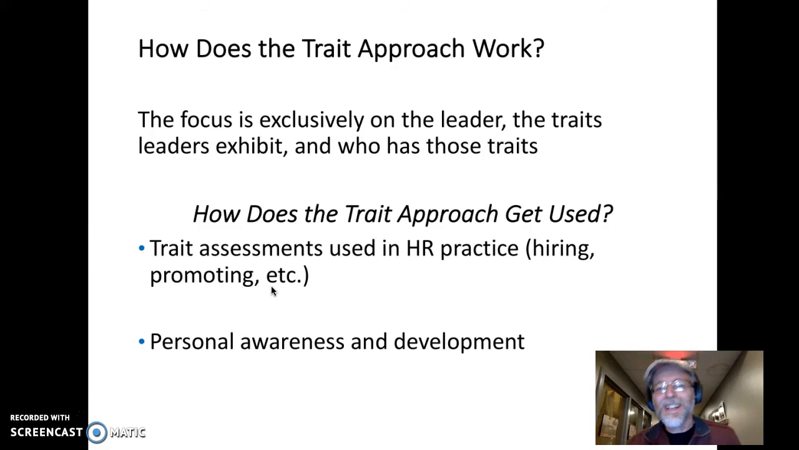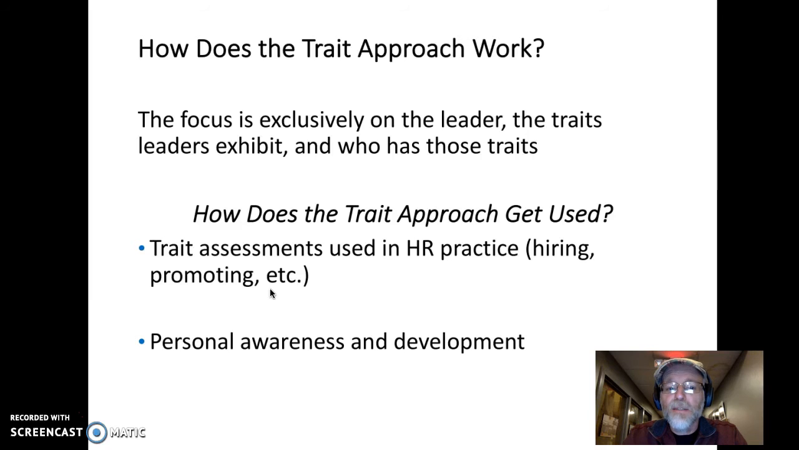So the question is, how does the trait approach work? What's key is the trait approach focuses exclusively on the leader. So it has really nothing to do with followers. It says good leaders are those with traits who exhibit those traits. And the very process of leadership is you use these traits to lead. And so the leader using their traits is what influences the followers.